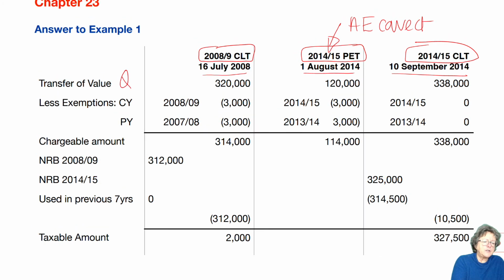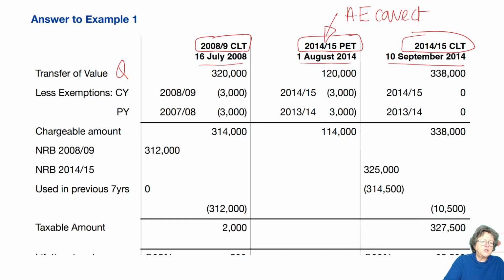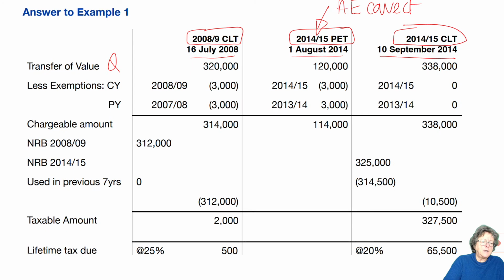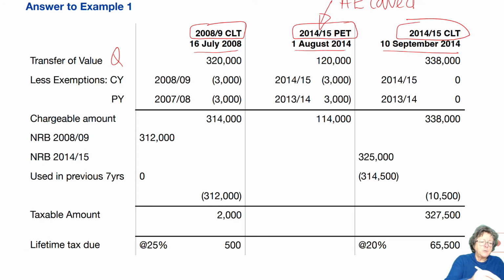Transfer of value came from the question. We need to do annual exemptions. So we're going to do the CLT in 2008-9 first. But I have set the pro forma out, lots of space, lots of white space, all the details across the top. I now know I've got to do 3 of these. And then the transfer of value, annual exemptions, nil rate bands down the left-hand side, and do them logically from left to right.